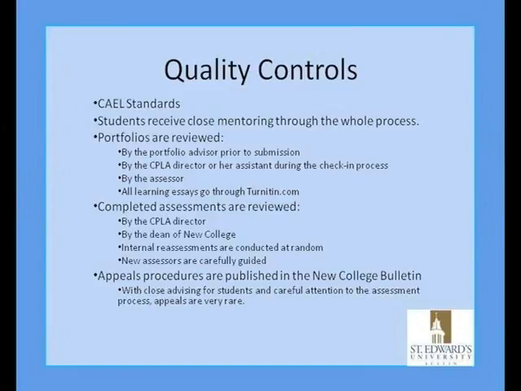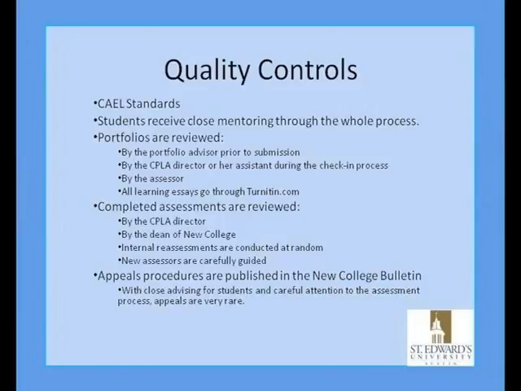Another thing that makes sure that we have quality in place is that our students receive close mentoring through the whole process from a faculty advisor. Right now, everyone who is involved with PLA advising is a contract faculty member with a PhD. We certainly have some people with master's degrees who are qualified to do that, but as it happens, everybody right now has a doctoral degree, and that, at least in the eyes of people on the outside looking in, tends to give some weight to it.